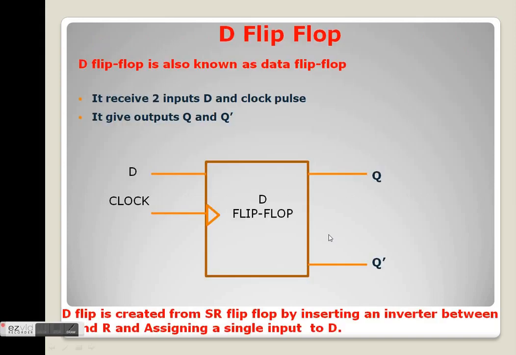Students, let's now discuss the second type of flip-flop, D flip-flop. D flip-flop is also known as the data flip-flop. D flip-flop receives two inputs. One is represented by D and the other is represented by the clock.